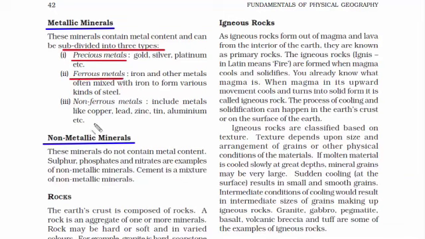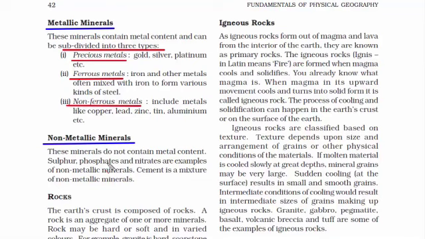The second one is ferrous metals. The letter Fe in ferrous is the IUPAC name for iron. So ferrous metals have iron content. That's all you have to remember. The third one is non-ferrous metals. Now these metals do not have any iron content. They include metals like copper, lead, zinc, tin, aluminium, etc. So these were the metallic minerals.